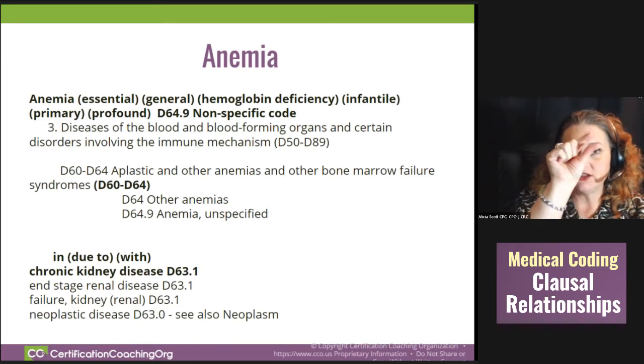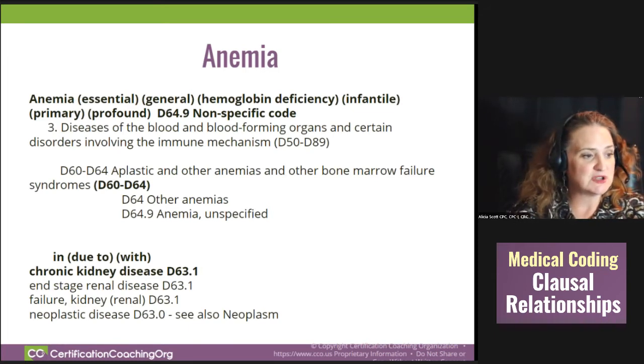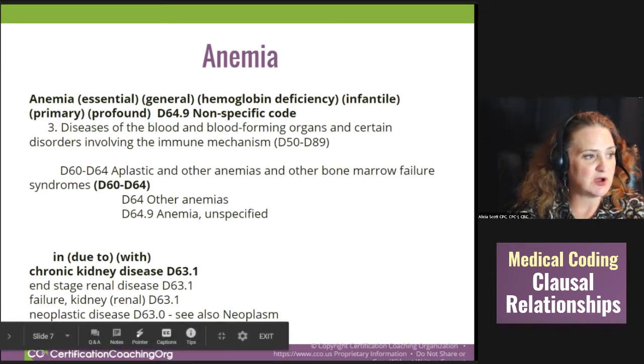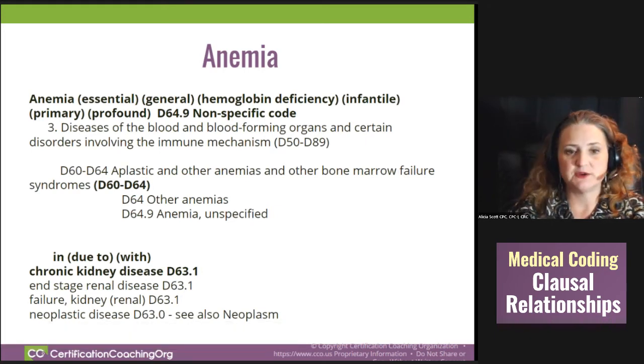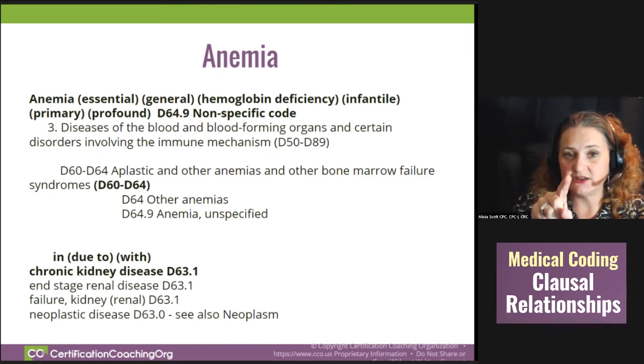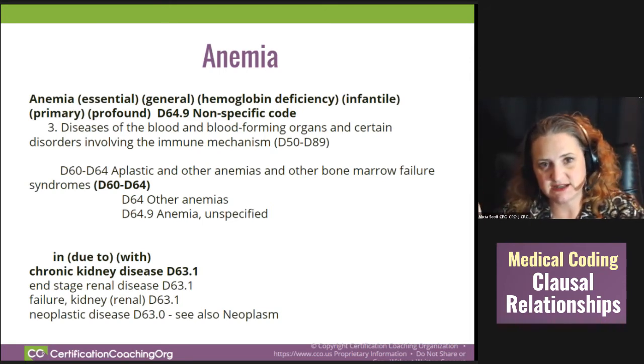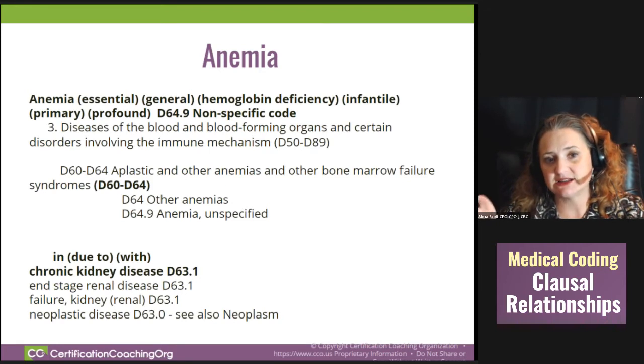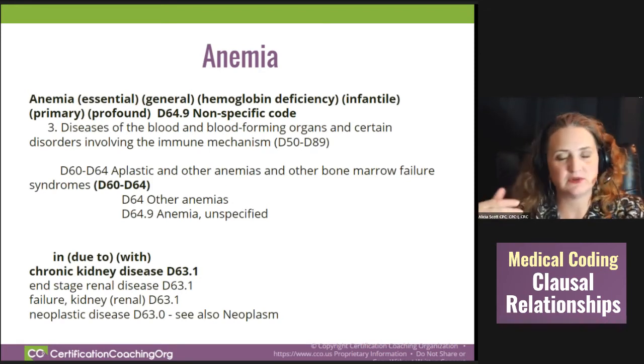And so you're looking at your codes, and I'm just going to go ahead and pull up the index over here. So we go down, we find anemia. We try to find renal or kidney. It's not there. But we see in, or which means due to or with, that does indent. And we know the guidelines tell us that when a causal relationship is available, then we use it.